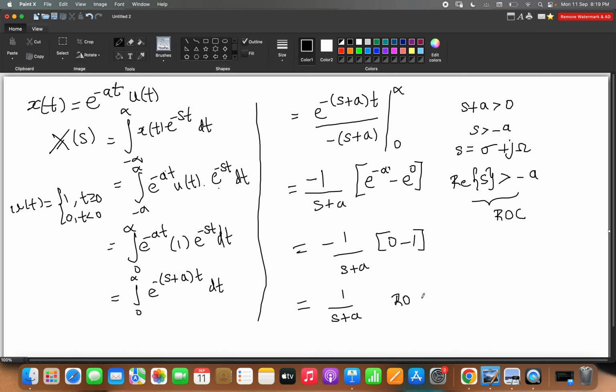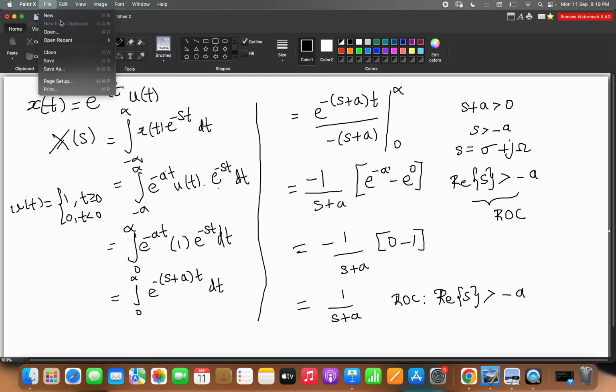We have to mention the ROC whenever you are finding the Laplace transform of any function or any signal x of t. Okay, because this is so important. So real part of s is greater than minus a. Okay, so we will see one more problem in the same category.